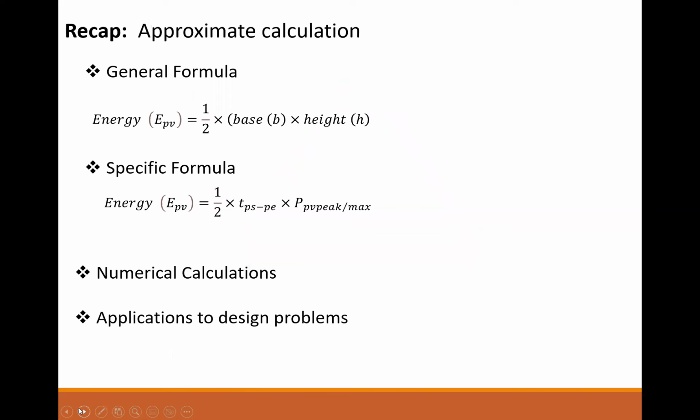So this is from what we have. We have the energy as half base times height, where the base is the time from start to end of our production cycle, and then we also have the PV peak, the maximum. So we want to apply this to numerical calculations and also design problems. So we look at the scenarios.